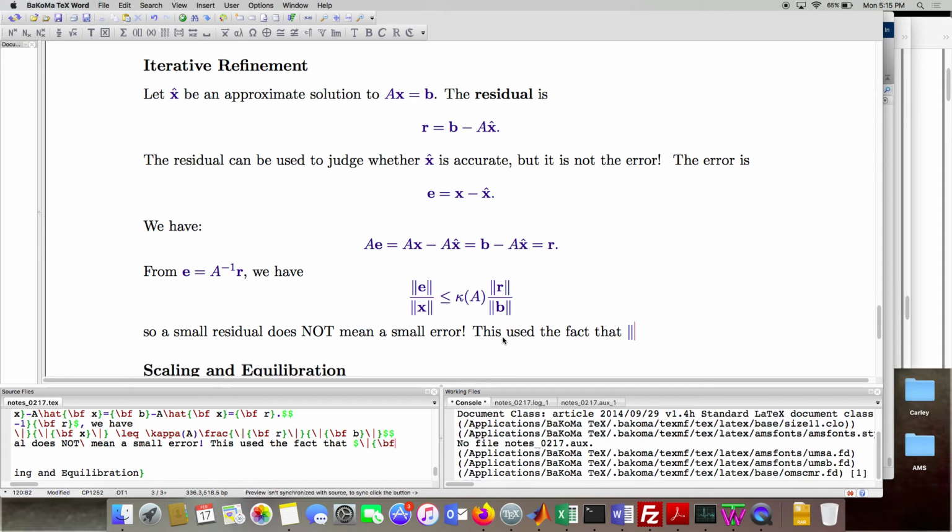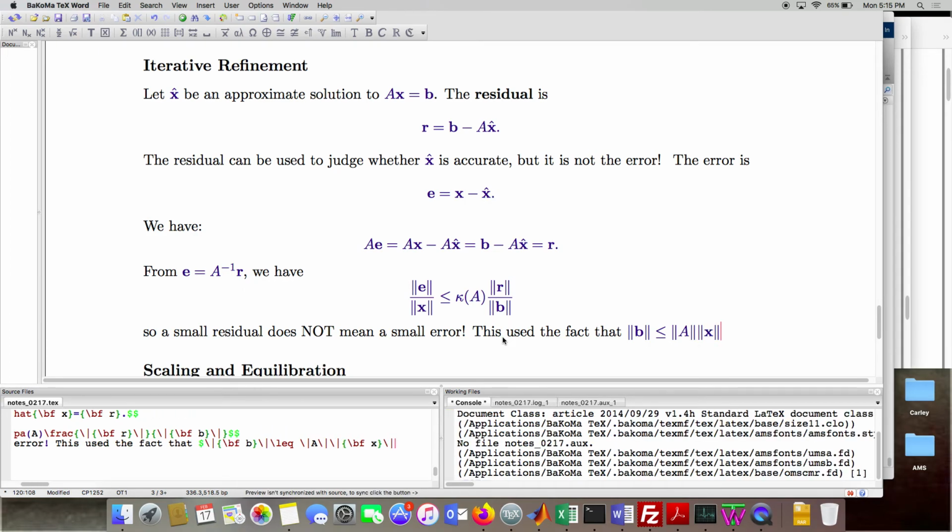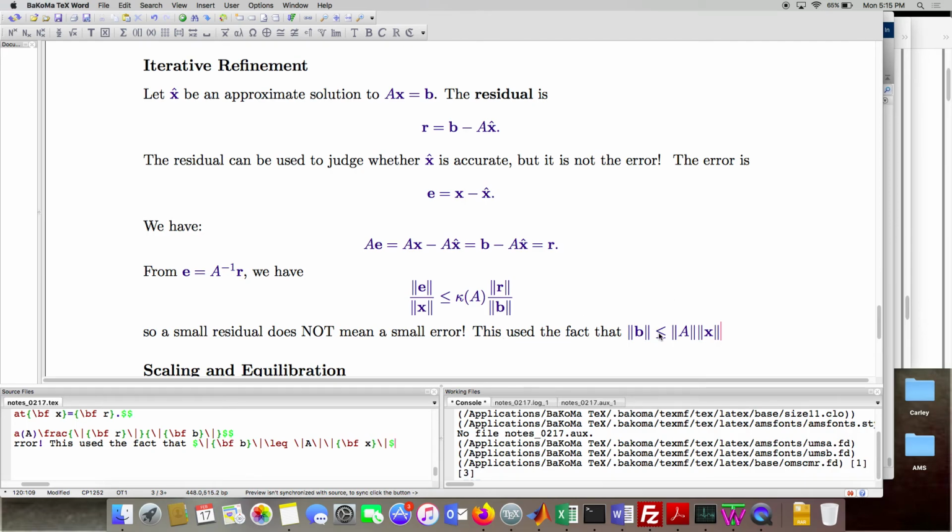Norm of B is less than or equal to norm of A times the norm of x, because B equals AX. So if I take 1 over both sides, then that reverses the inequality. So 1 over norm of A, norm of x is less than or equal to 1 over norm of B. So that was used in these steps. All right, so if you have an approximate solution, you can always do B minus AX, and you'll get a small number most likely. But keep in mind, the error is not necessarily that small.